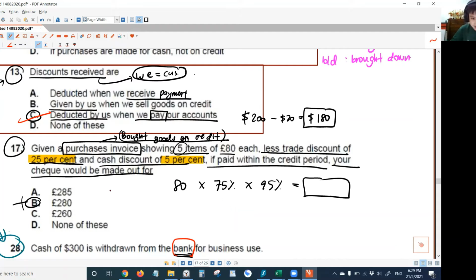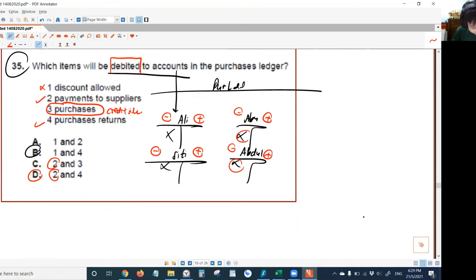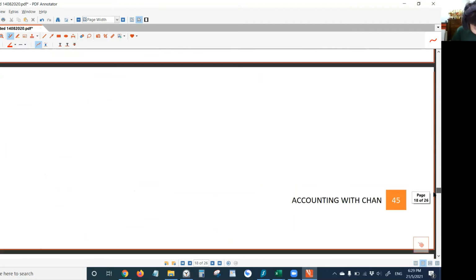A. The answer is A. Do this calculation, then you times 5, then you get the answer A. Okay, now get back to the notes.